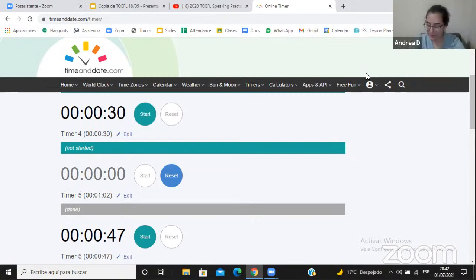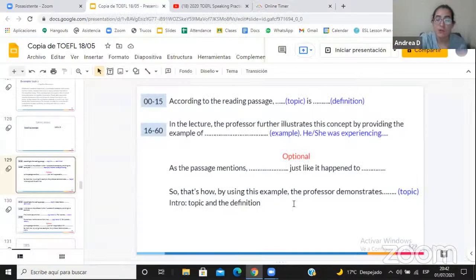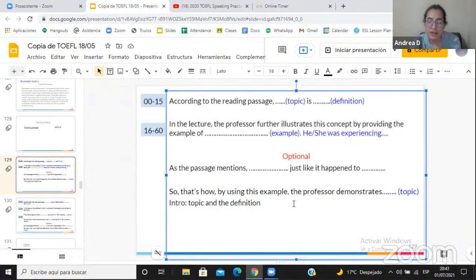Okay. Perfect. Nice, Melissa. I think that was just great. You made it on time. Only the conclusion was missing, but the conclusion is not necessary. It's completely optional. And if you want to make it shorter, we can say, so that's how the professor illustrates comfort zone bias, because this is a bit long, I gotta admit.